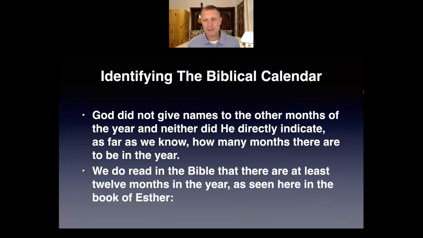God did not give names to the other months of the year, and neither did he directly indicate, as far as we know, how many months there are to be in the year. We do read in the Bible that there are at least 12 months in the year, as seen here in the book of Esther.